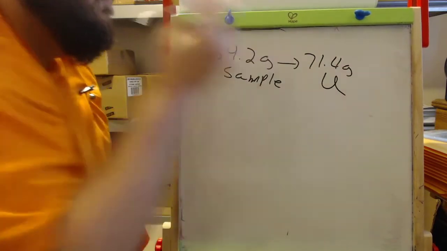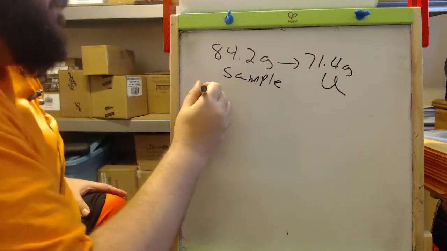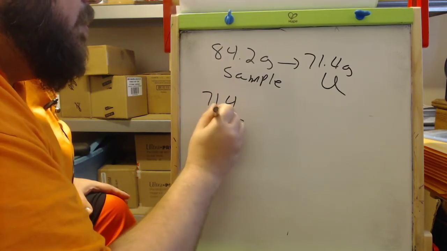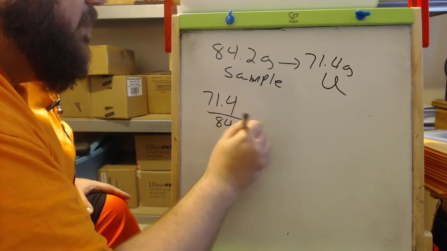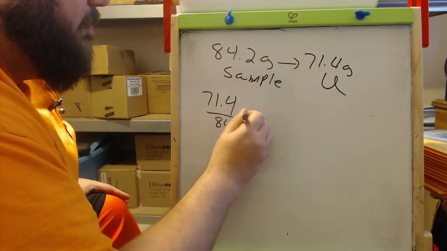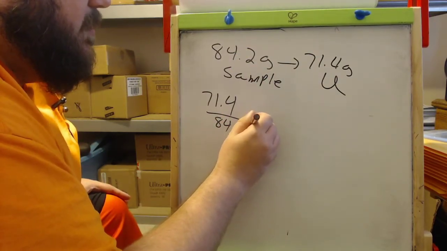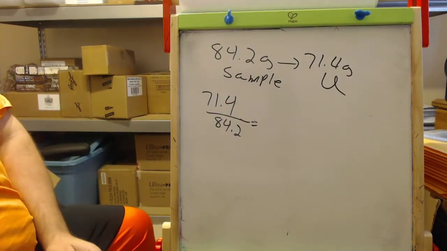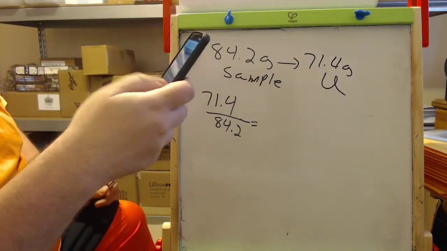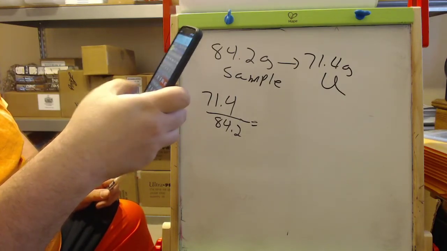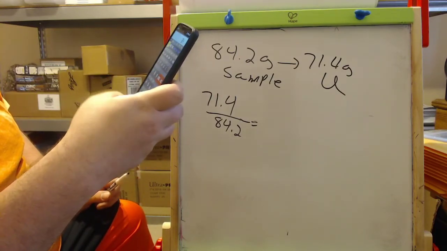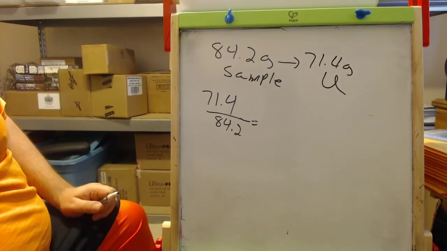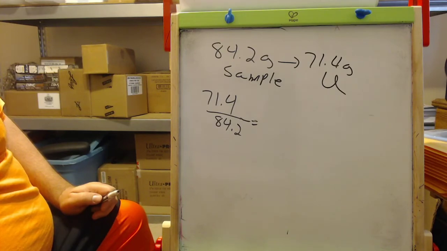Which means that if I do the math and figure out the percentage, 71.4 over 84.2, part over the whole, if you don't remember how to do percentages, or figure out the ratio, that's what we're doing here. A ratio is just the fraction without multiplying it by 100. 71.4 divided by 84.2 equals 0.848.